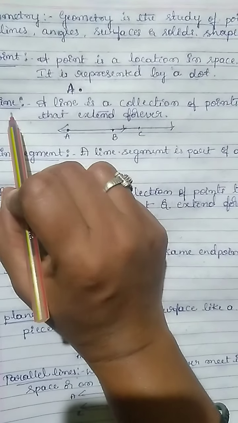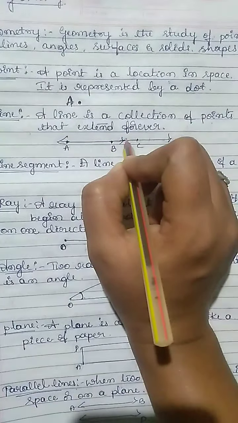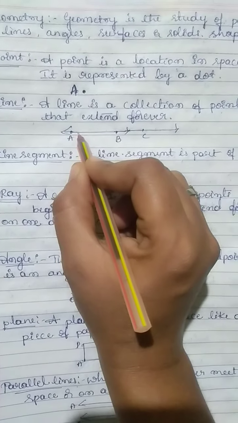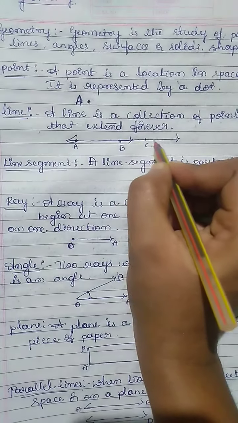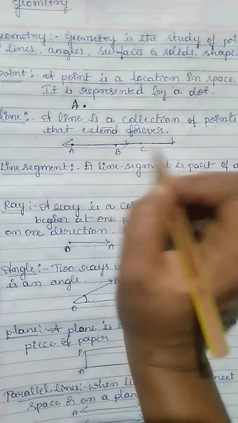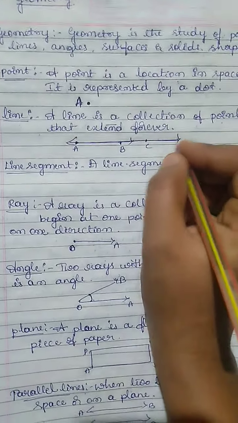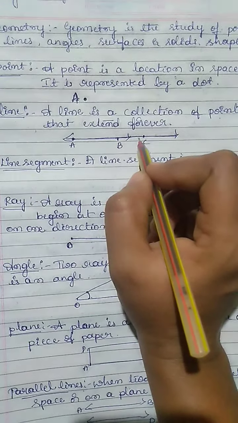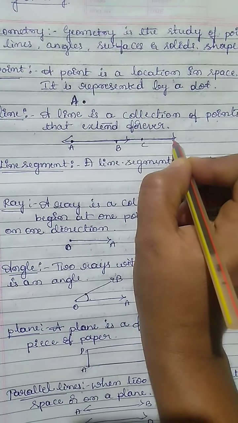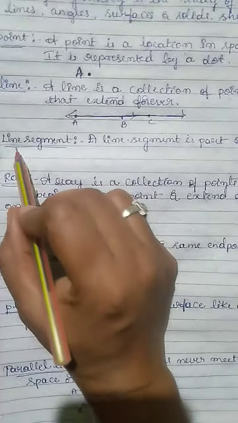Next is line. A line is a collection of points that extend forever. See here in this figure, this is the line. It is a collection of points. What are the points here? A, B, C are the points, and this collection of points is called a line.